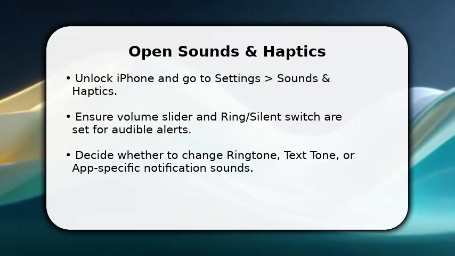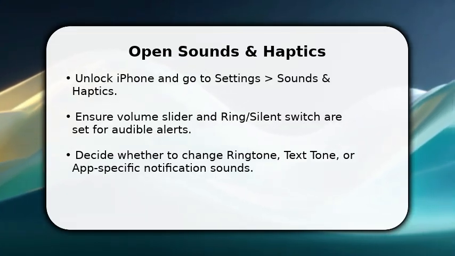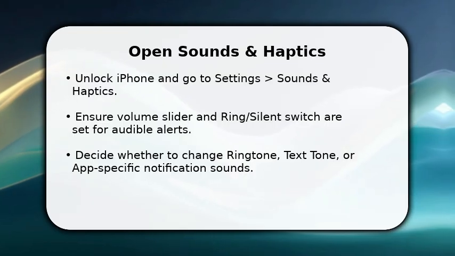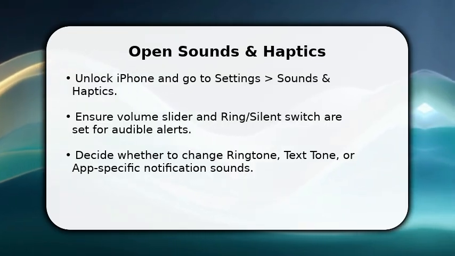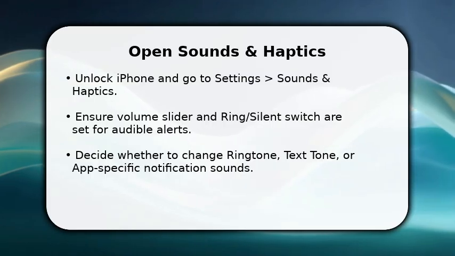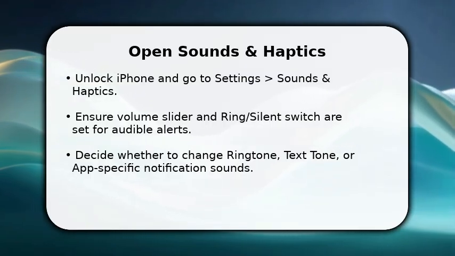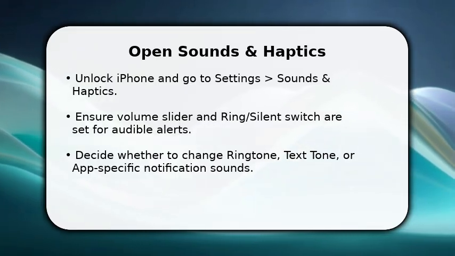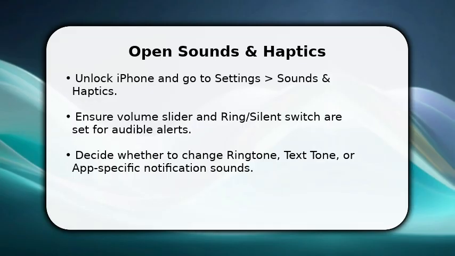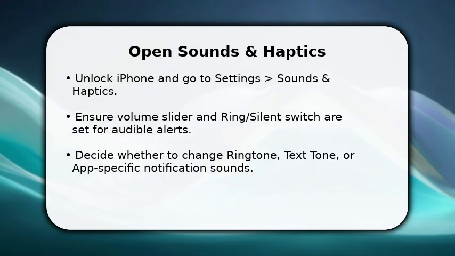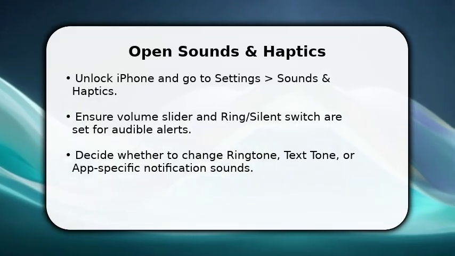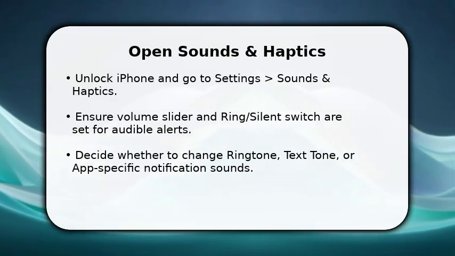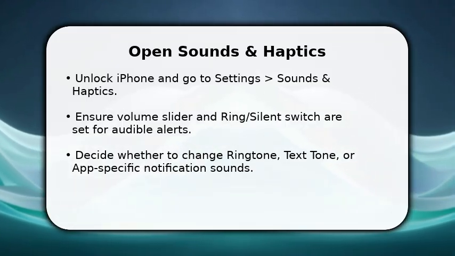You start by opening settings and tapping sounds and haptics so you can target notification audio directly. Once there, check the volume slider and the ring/silent switch to make sure sounds will play. Otherwise, you'll change tones but hear nothing. Then choose whether you'll edit the main ringtone, text tone, or an app's alerts. This first step sets the destination for the changes, and it prevents wasted effort altering tones that won't play due to muted hardware or do not disturb settings.